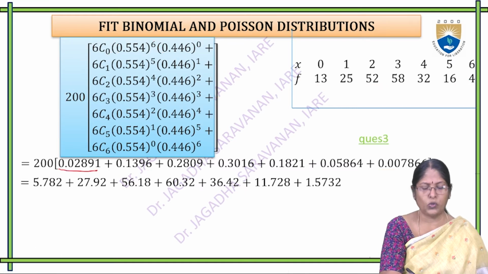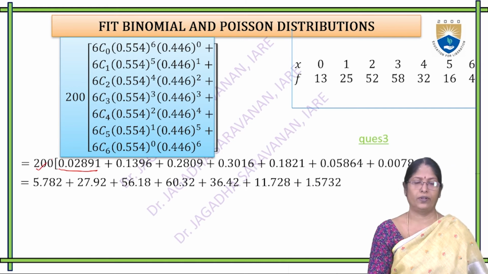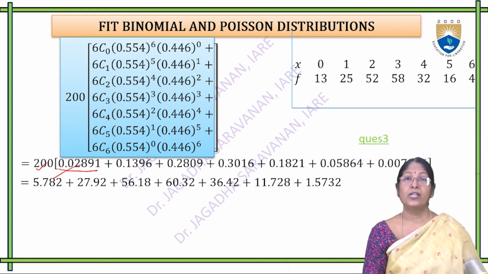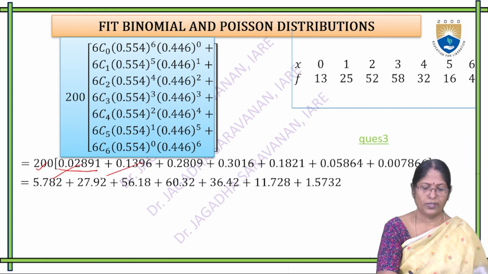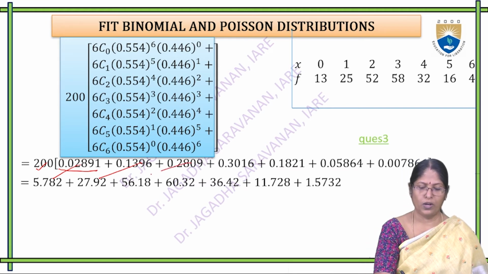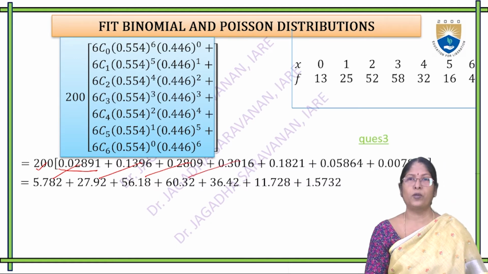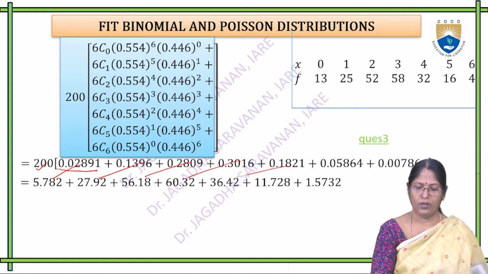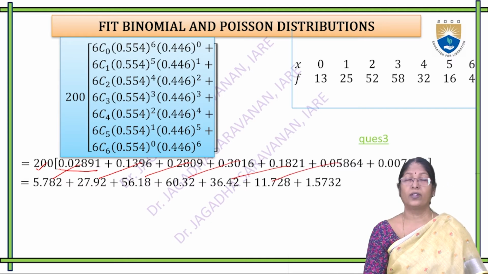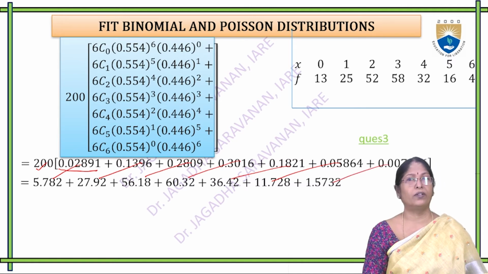Now each value is multiplied by 200. Multiplying the first one, 5.782, second one 27.92, third one 56.18, the next 60.32, 36.42, 11.728, 1.5732.